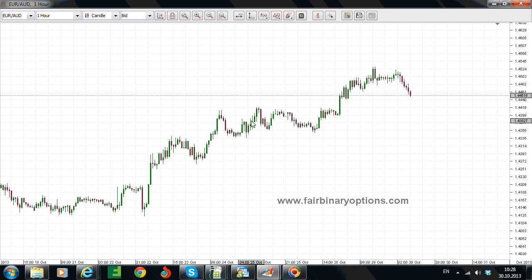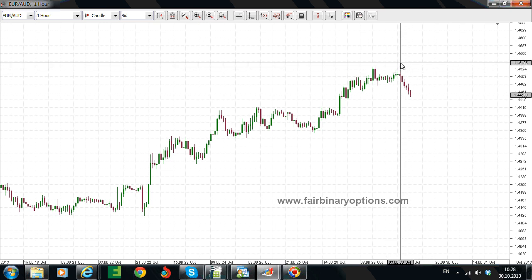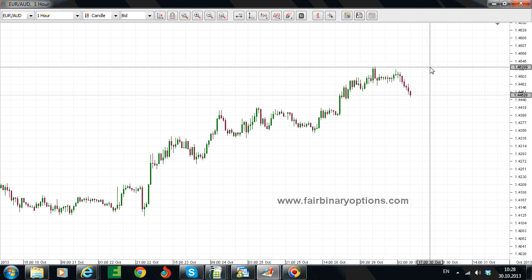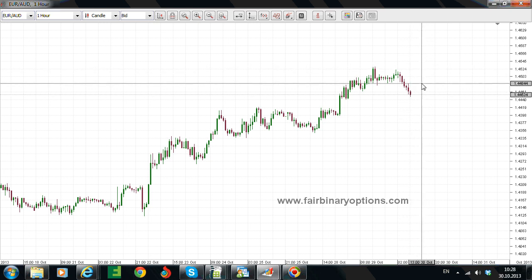fairbinaryoptions.com here, and we are looking at the Euro and Australian dollar chart. Now I know you might be scared about what you're seeing here, that being a streak of 1, 2, 3, 4, 5, 6 red candles. So from 6 hours the pair is just corrective.